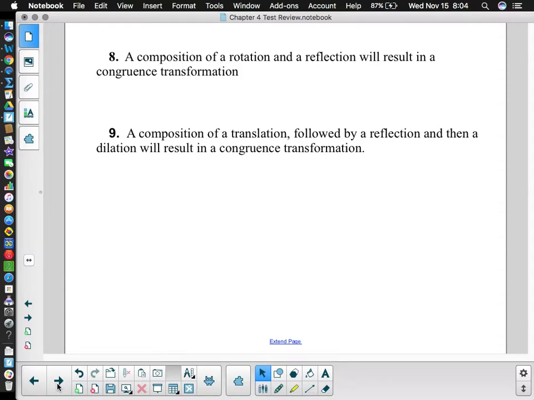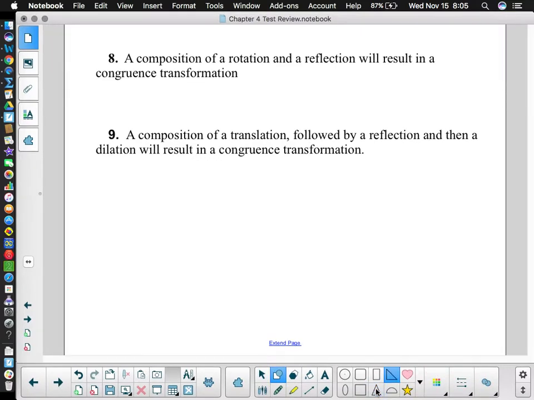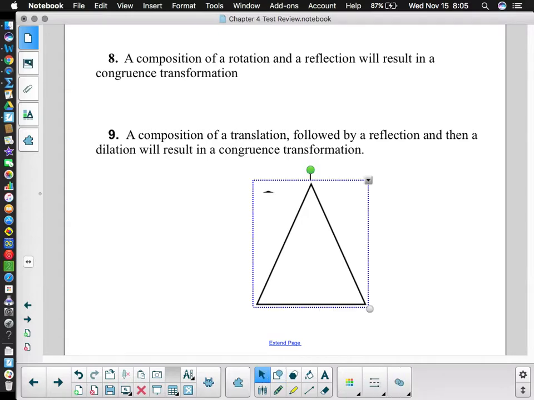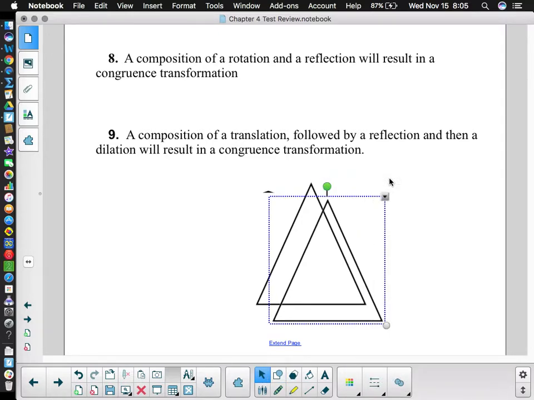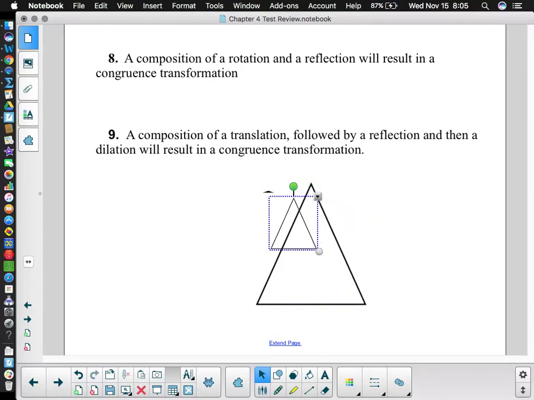So as soon as I dilated it, did I keep congruence? No. I have similarity, but I don't have congruence. And again, the one thing I want to point out with the similarity thing, let's just pick a triangle here. There's a random triangle. I'm going to clone it, so I get one that's exactly like it, but I'm going to dilate it.